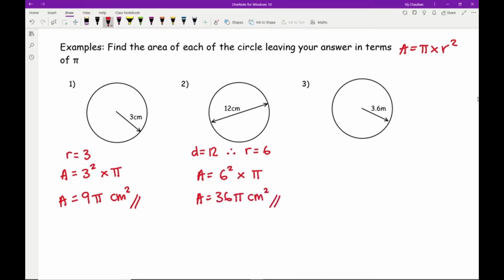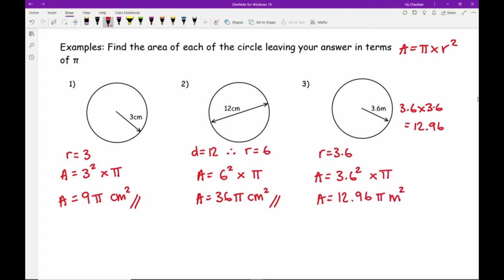Then for question 3, again I know what the radius is, which is 3.6, so A equals 3.6 squared times pi. So what I then need to do is work out what 3.6 times 3.6 is. Depending on whatever method of multiplying you use, you should get the answer of 12.96. So then A equals 12.96 pi metre squared. And there is your final answer. And again, always make sure you're checking the units. Not every single question is going to be in centimetres.